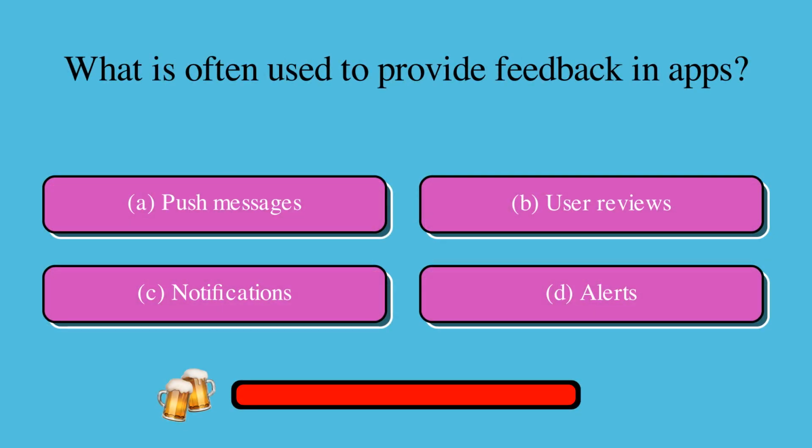What is often used to provide feedback in apps? Is it A, push messages, B, user reviews, C, notifications, or D, alerts? The correct answer is C, notifications.